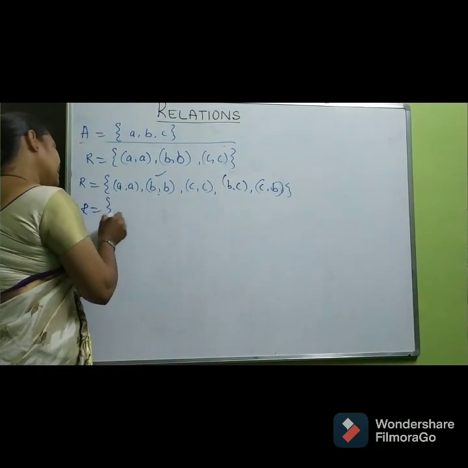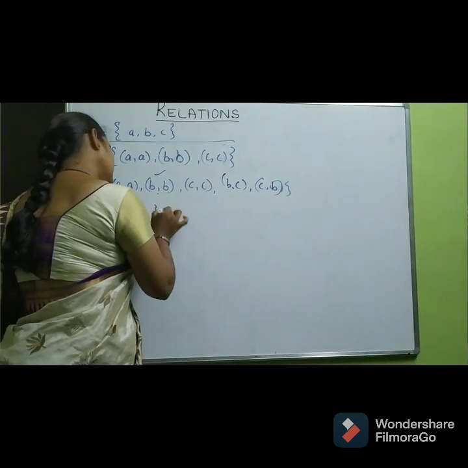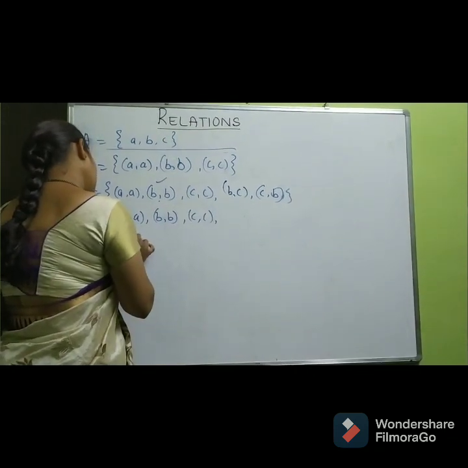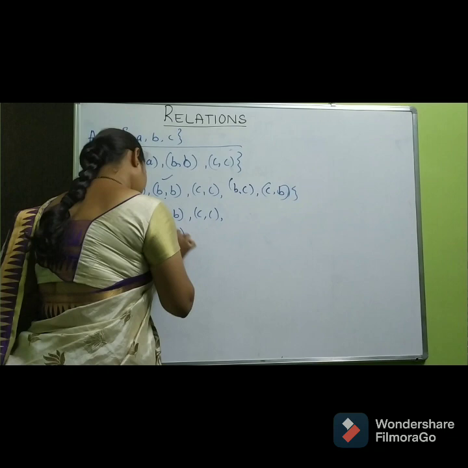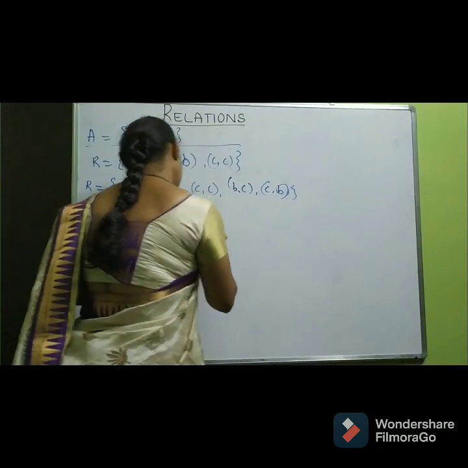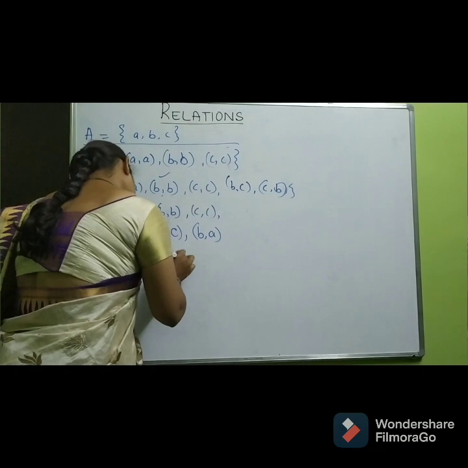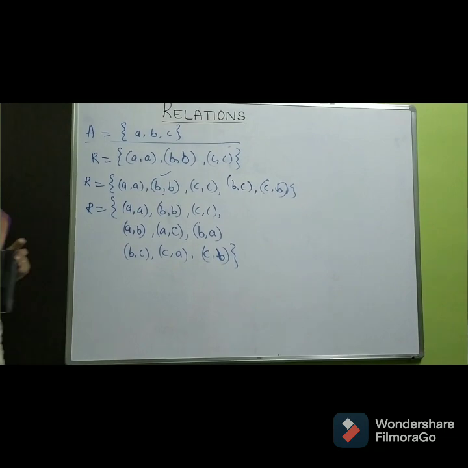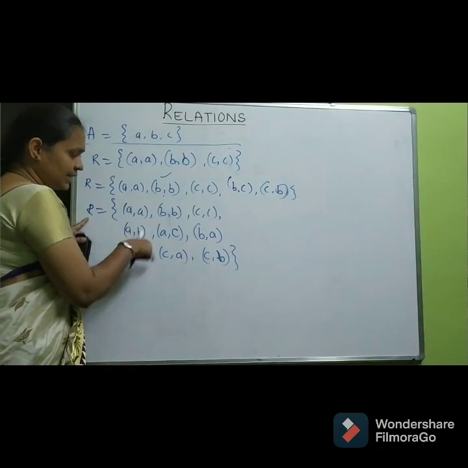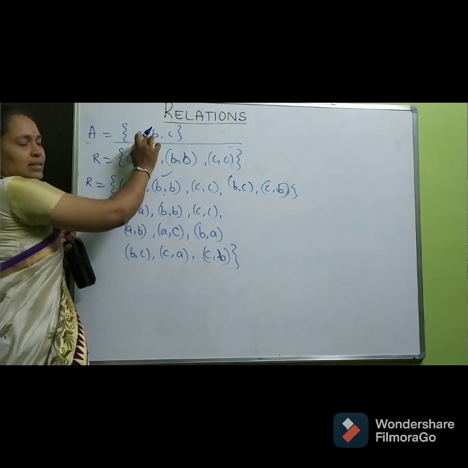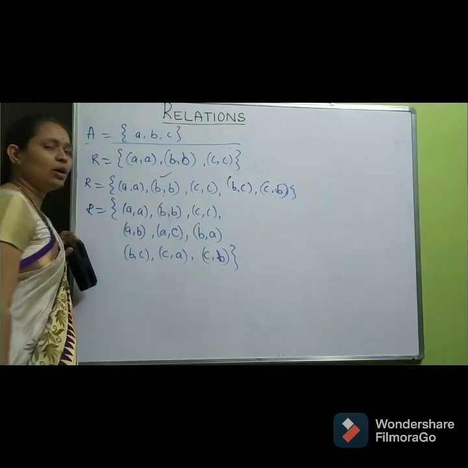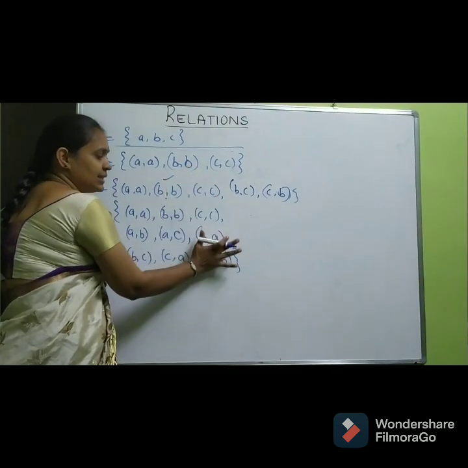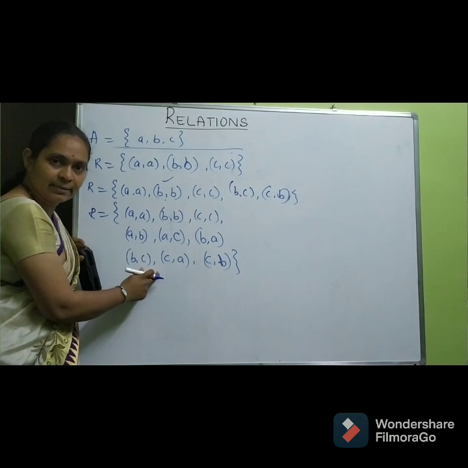I can write R like this also: (a, a), (b, b), (c, c), (a, b), (a, c), (b, a), (b, c), (c, a), (c, b). I have written the universal relation on A. R is nothing but A cross A. Nine elements are there, 3 into 3 is 9. So this is also an equivalence relation. The smallest equivalence relation on A is this. The biggest equivalence relation on A is this.